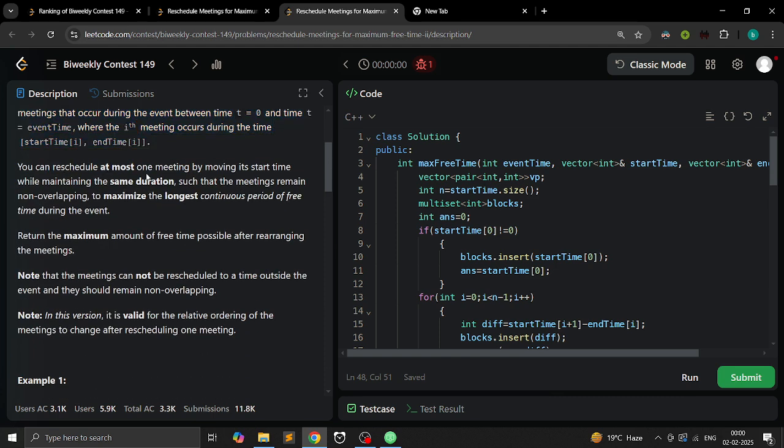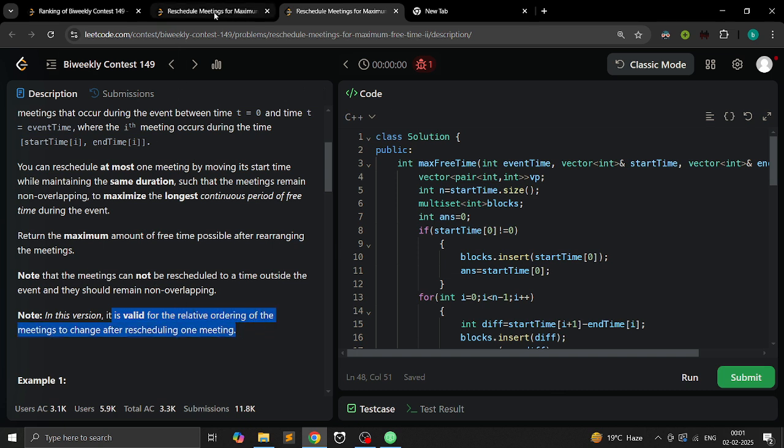You can reschedule at most one meeting by moving its start time while maintaining the same duration, such that the meetings remain non-overlapping, to maximize the longest continuous period of free time during the event. Return the maximum amount of free time possible after rearranging the meeting. Note that a meeting cannot be rescheduled to a time outside the event, and they should remain non-overlapping. Note that in this version it is valid for the relative ordering to change after rescheduling.